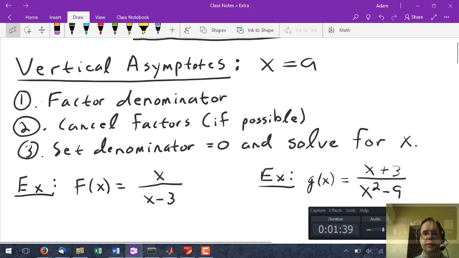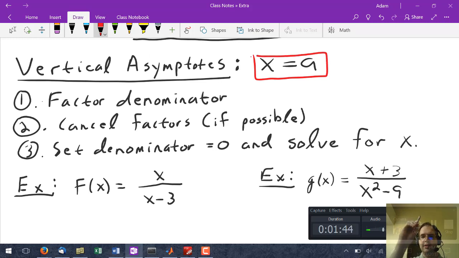Vertical asymptotes are going to look like this right here, x equal a, because that's the equation of a vertical line that goes up and down through the number a. So in order to find the vertical asymptotes, we first factor the denominator, cancel any factors we might see in the fraction we're going to have. Once we've reduced it, simplified it, then we're going to set the denominator equal to 0 and solve for x. And this is going to tell us what the vertical asymptotes are.